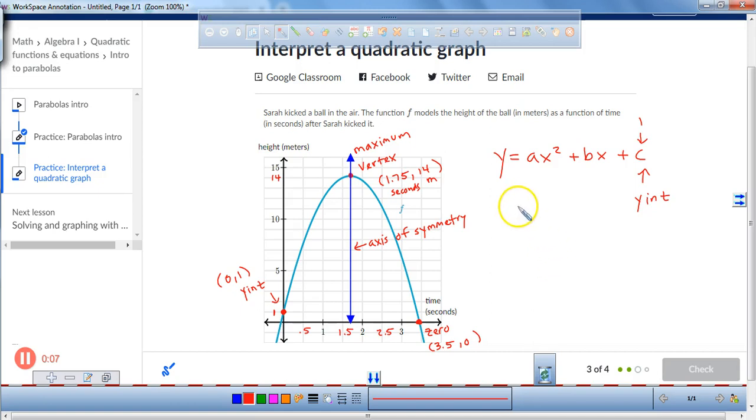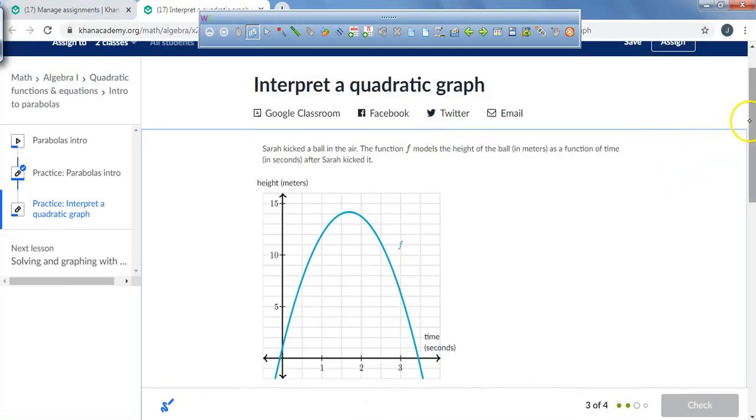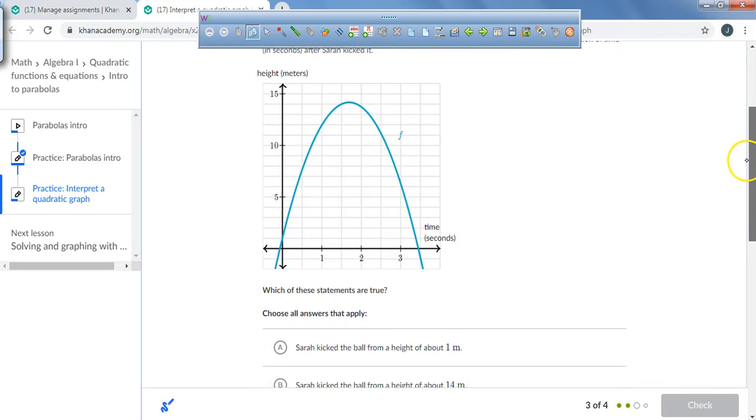All right. So what we're going to do, we're going to look at some statements. We're going to go back to this graph and take a look at those statements. Okay, so we're going to go down here, and it says which of these statements are true.